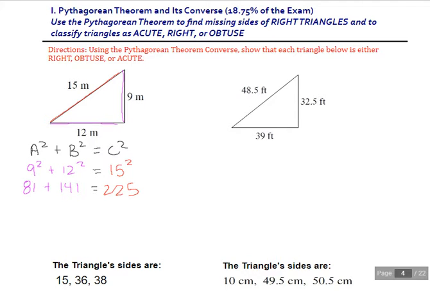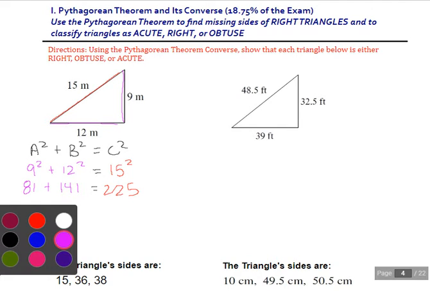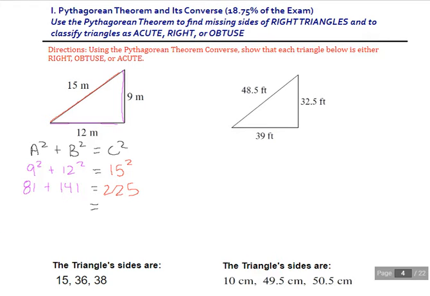Okay? 81 plus 144, I don't want to mess this up, so let me grab my calculator. So 81 plus 144 is equal to 225. Okay? Whereas the potential hypotenuse squared is 225. And so since these are not equal, I know for sure this is not a right triangle. Okay? And since the c squared value is too large, I also know it's actually obtuse.